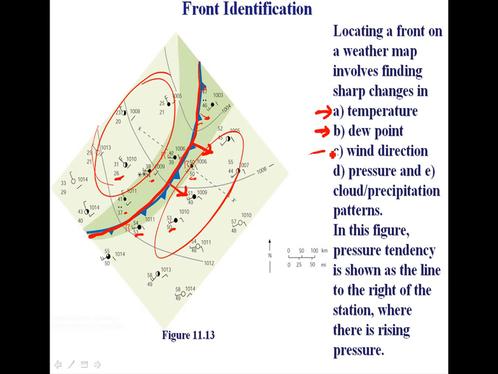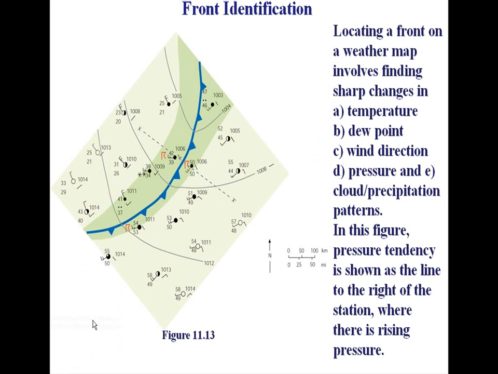We also look at wind direction. Let me clean some of this up here. Out ahead of the cold front, we see southeast winds, southerly wind, southeast. Behind the cold front, we see northwest, west, west, northwest. So typically we see some sort of westerly component behind the front, some sort of southerly component out ahead of the front. So we would look at wind direction.